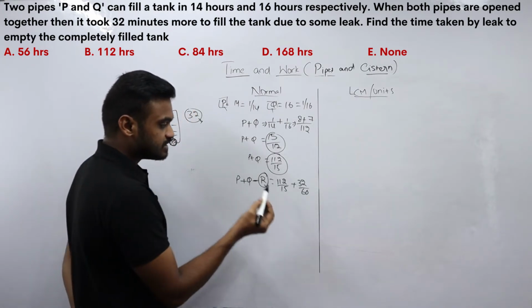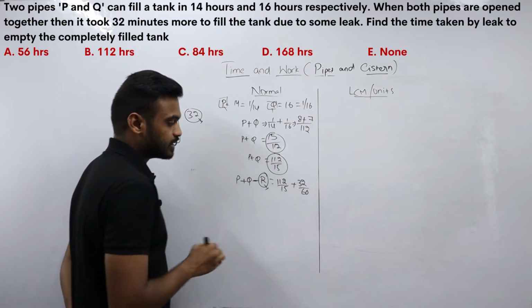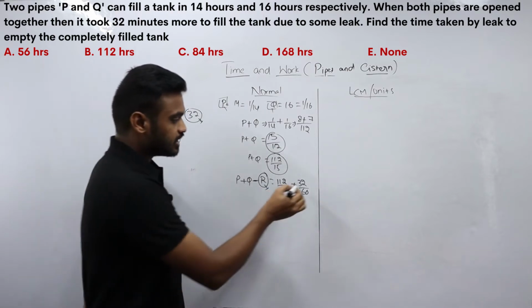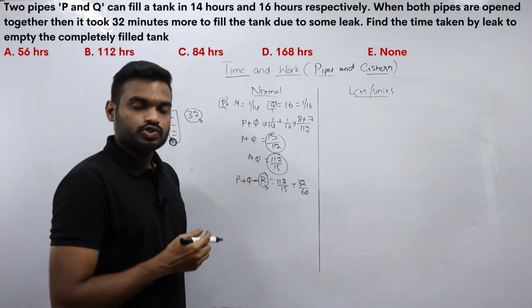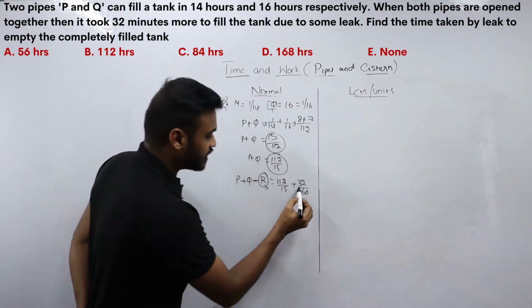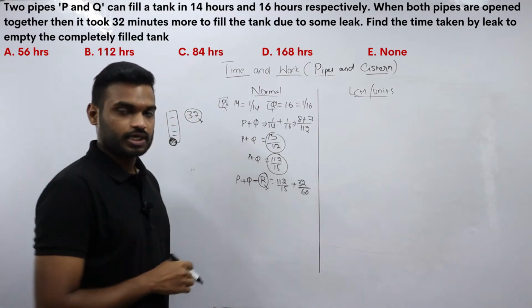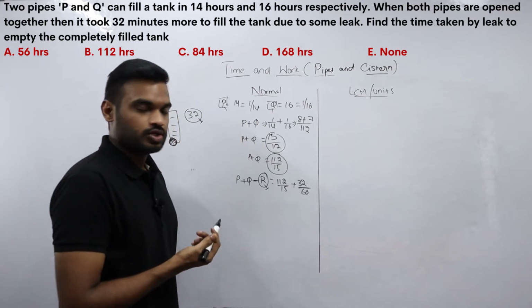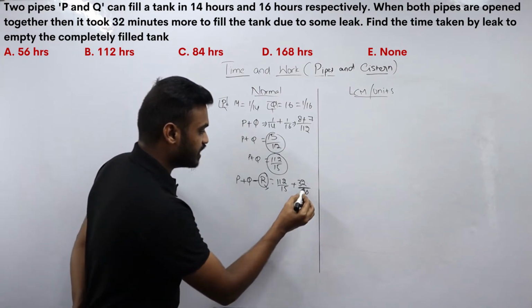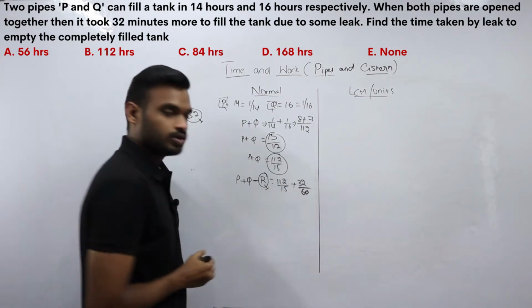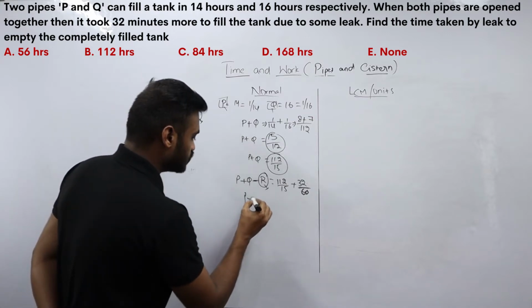Now they are saying that it is taking 32 minutes more time than expected due to this leak. This 32 is given in minutes, so to convert it into hours, I am dividing it by 60. So I will get P plus Q minus R.